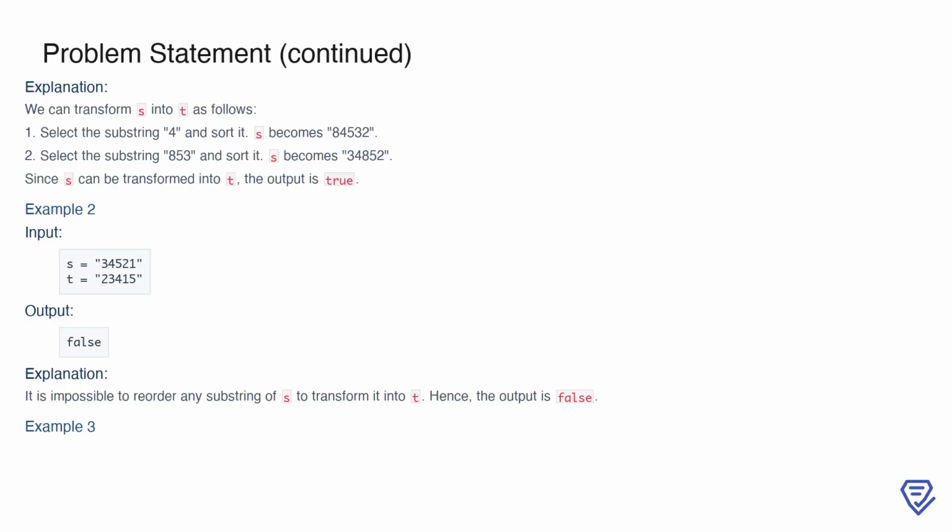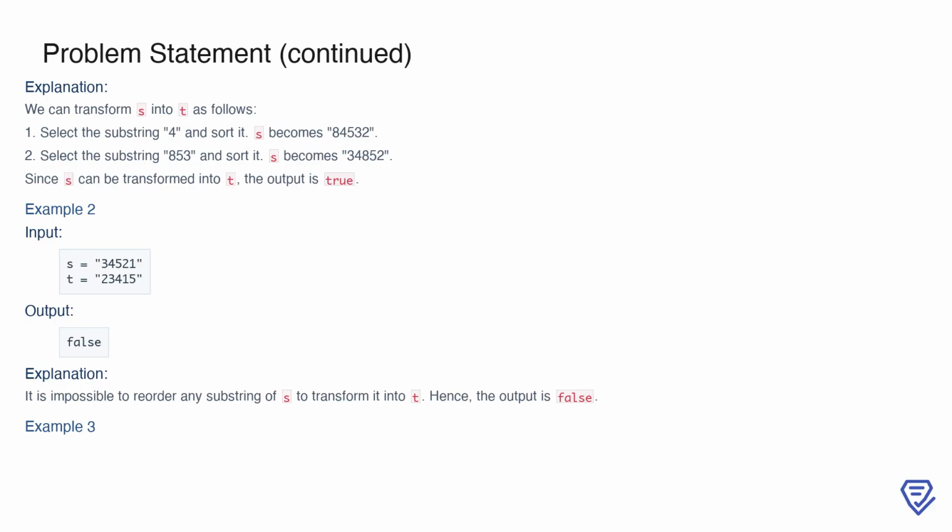On the other hand, let's look at the second example. If s is 34521 and t is 23415, no sequence of sorting any substrings in s can produce t. This makes the transformation impossible, so the output is false. These examples highlight how the feasibility of transformation depends on the ability to rearrange digits within substrings to match the target string.